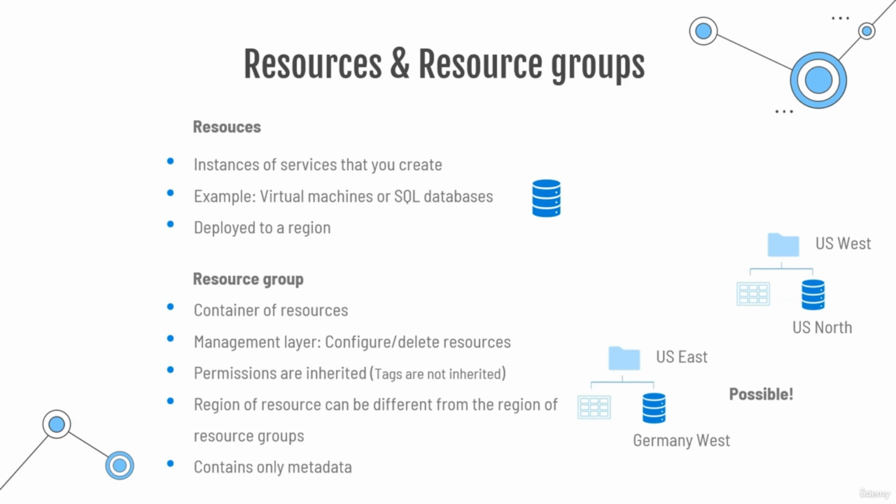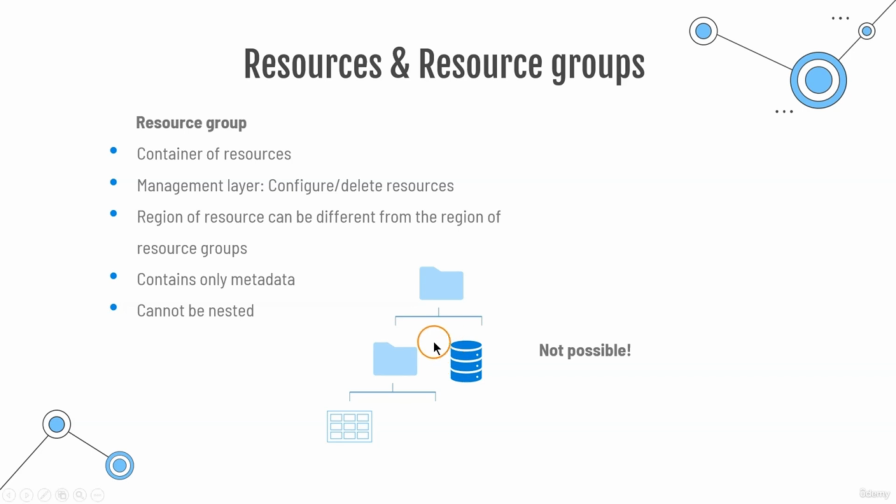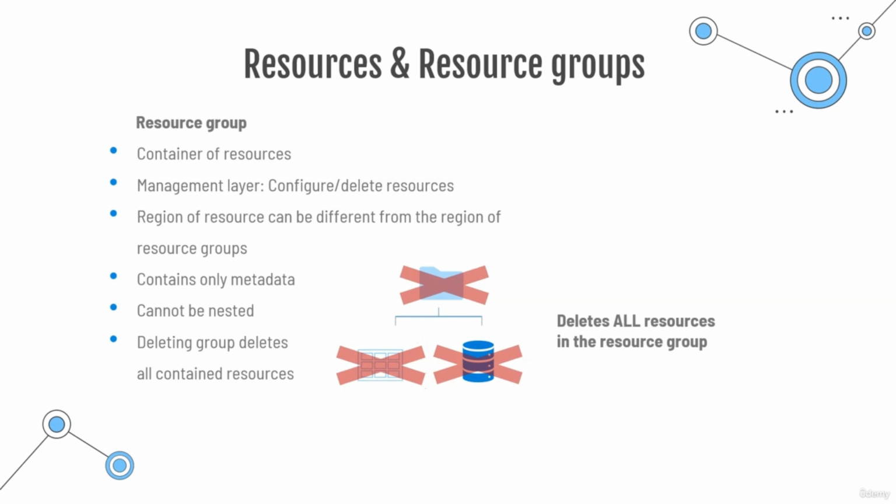And also it is possible that resources from different resource groups can be connected. So this is not related to the resource groups, but how we configure the resources. So a connection is completely possible and has nothing to do with the resource groups, but only about how we configure the resources. And last but not least, I also want to mention that it is not possible to nest the resource groups. So a resource group is never part of another resource group. This is not possible. And also, I've already mentioned, if we delete the resource group, it will delete all of the resources that are contained in this resource group. These are resources and resource groups.